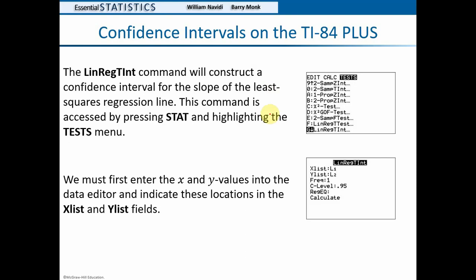So on a TI-84, we can go down here. This is a linear regression T interval. L1, L2 for our values. Frequency 1, the confidence level, we gotta have that, and then do a calculate.